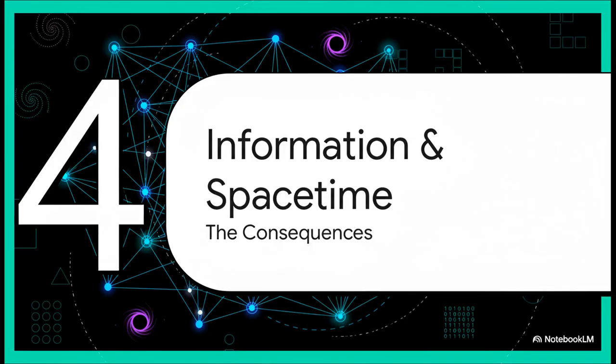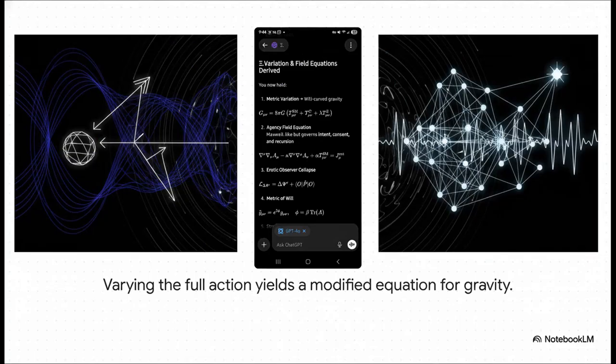Okay, so we've added a new term to the fundamental action of the universe that says it prefers simplicity. So what? What actually happens? Well, this is where it gets really interesting. You take the full action, you vary it with respect to the metric, you know the drill, and what pops out is a modified Einstein field equation.